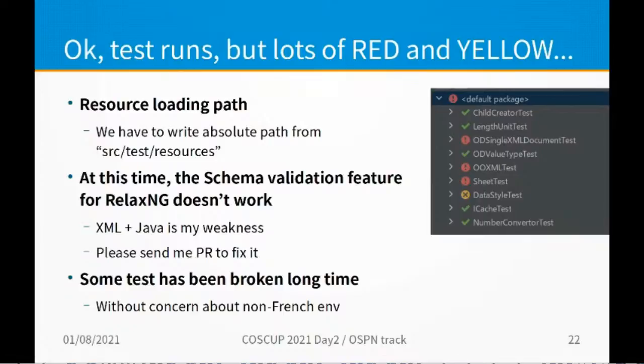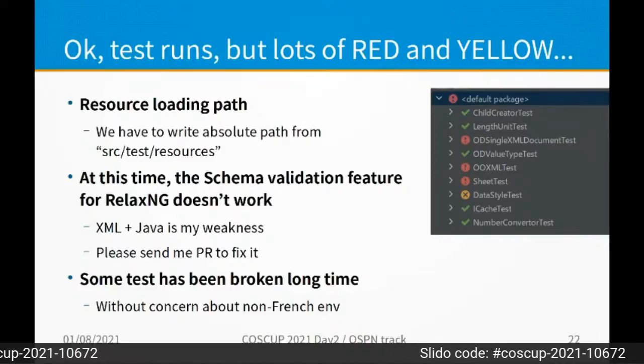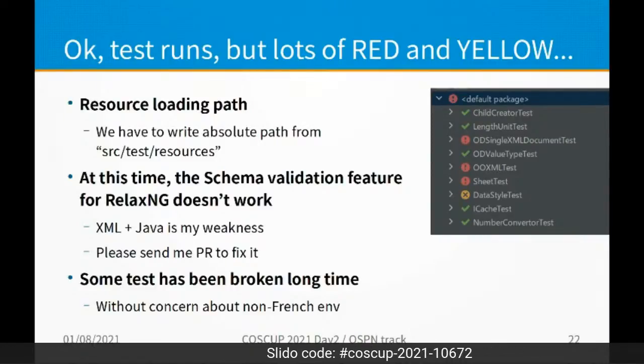XML plus Java is very powerful, but this is my weak point. So if you have strength in this area, please send me a pull request to fix it. But I will try to solve it by myself. Anyway, some tests have been blocked for a long time. For example, this is without concern for a non-French environment, because jOpenDocument was developed by French developers.